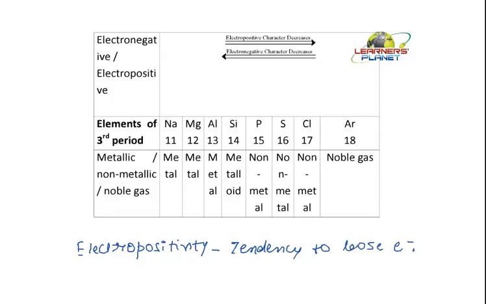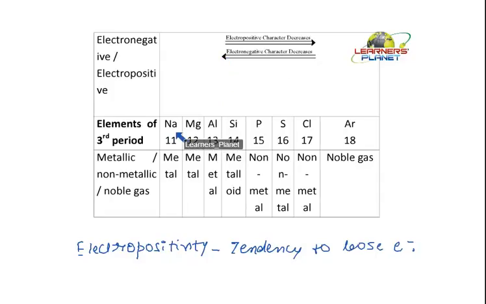Now what I told you was that the force of attraction between the nucleus and the valence shell increases along the period. Just mind it, increases. So if the force of attraction between the nucleus and the valence electrons is increasing, can it easily lose electrons? No. The electropositive character decreases from left to right and the electronegative character decreases from right to left.